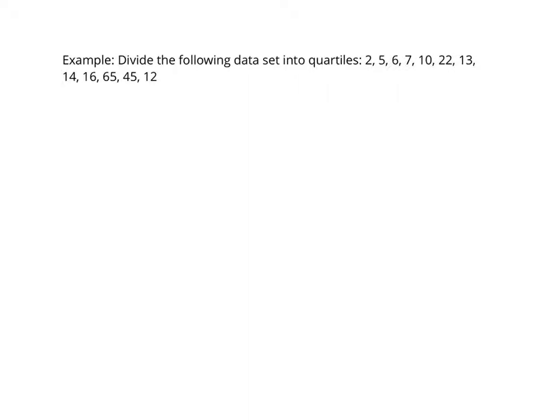So example 1, find the quartiles of the following set of data. The first thing that we have to do is to arrange the data in order, smallest to largest. So we've got, what have we got? We've got 2, 5, 6, 7, 10.